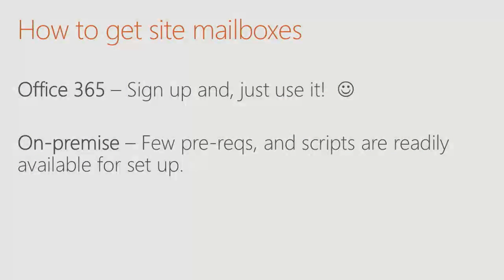So there are 2 ways you can get a site mailbox. One is through Office 365, which is the easiest way. Everything is set up for you. You just sign up for a tenant and start using it. And the next option is the on-premise option. We do have a few prereqs that we suggest that you follow, and we have some scripts readily available for you to have the site mailbox set up.